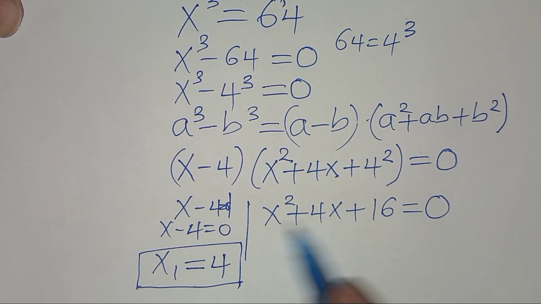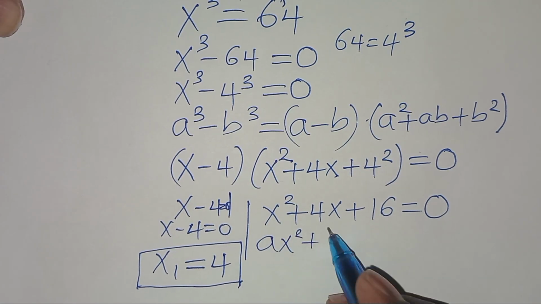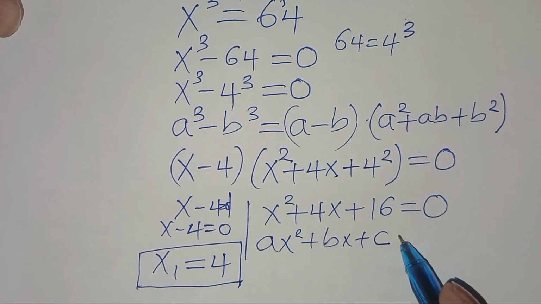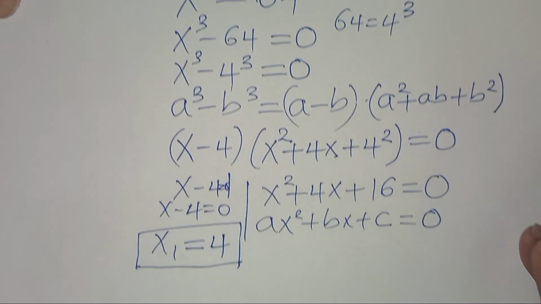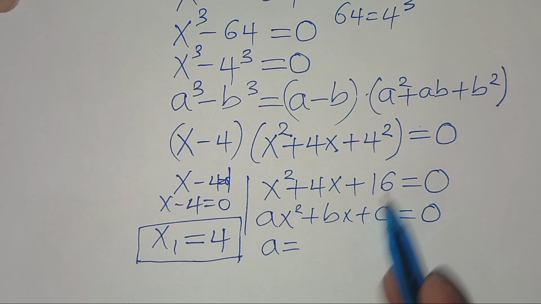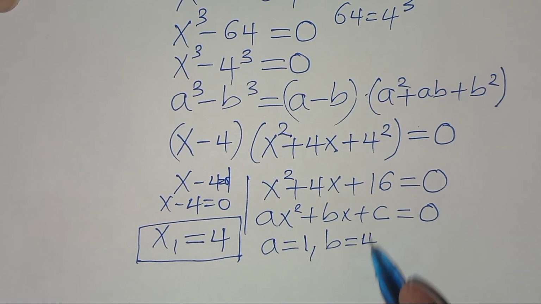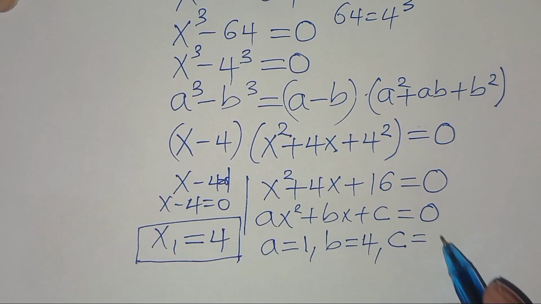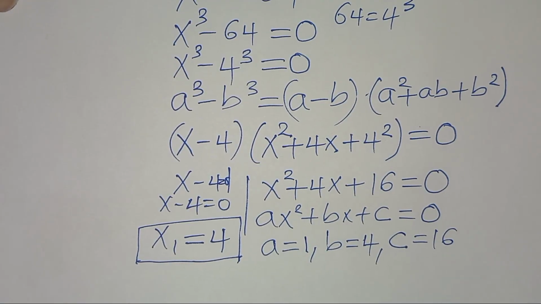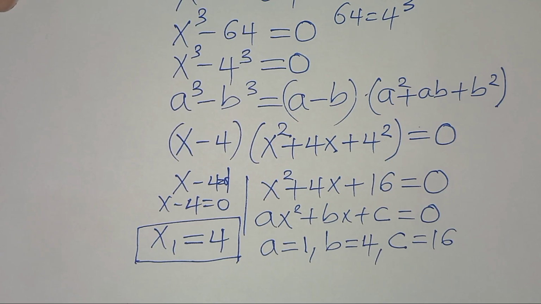And the second part here, let's solve for the other values of x. This is a quadratic equation of the form ax squared plus bx plus c, this is equal to 0. Given that the value of a in this quadratic equation is equal to 1, the value of b is actually equal to 4, and the value of c is given as 16. So the next step, let's check the nature of the roots of this quadratic equation by following these steps.